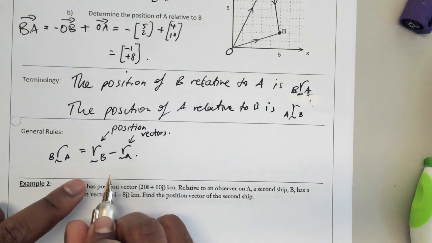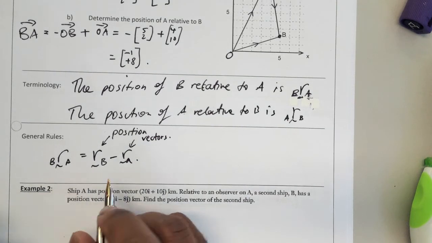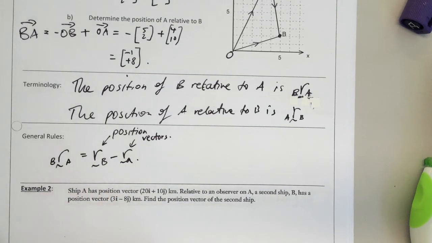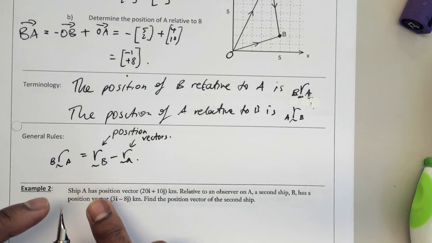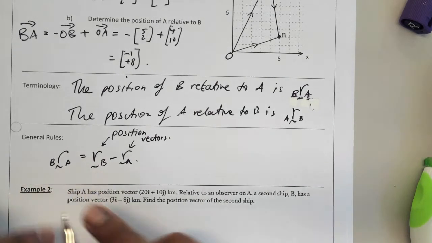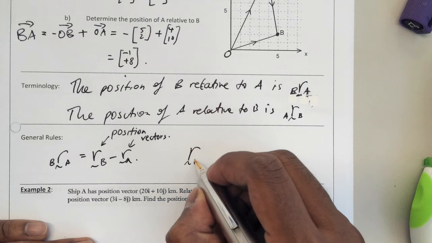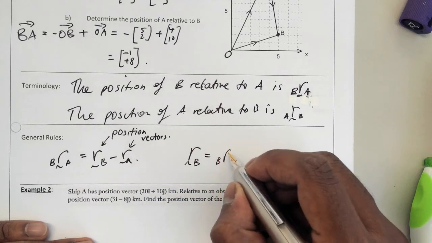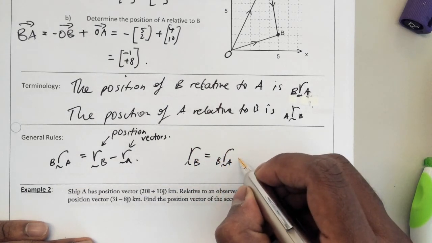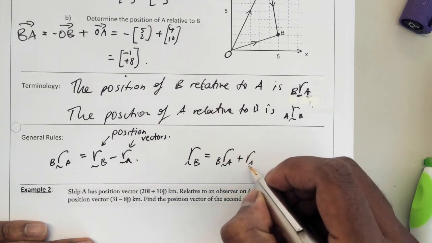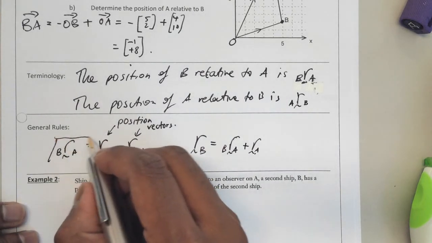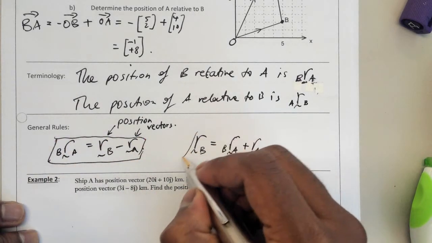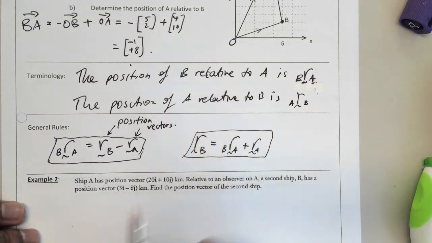So now look at this and think about it algebraically. How would I get the position vector of B, for example? Any volunteers? Yep, I would move this equation around. So the position vector of B would be B relative to A plus the position vector of A. Okay, so I got two rules there. That one and that one.